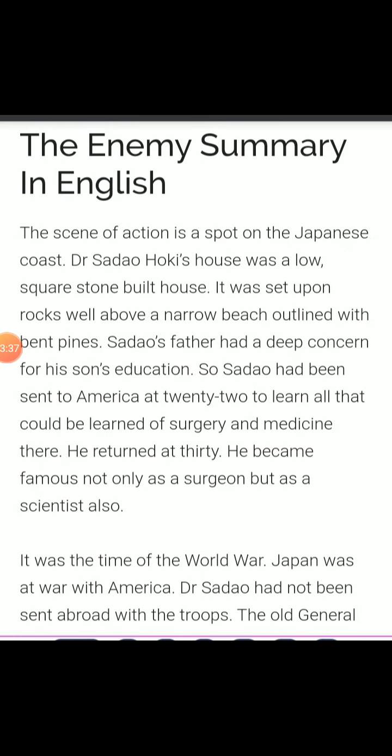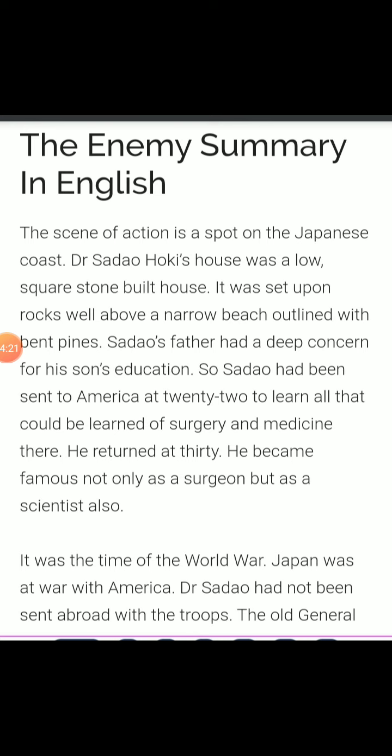Now let me brief you about the chapter. The scene of action is a spot on the Japanese coast, Dr. Sadao Hoki's house. Remember, he's the central character. Dr. Sadao Hoki's house was a low, square, stone-built house. It was set upon rocks well above a narrow beach outlined with bent pines. Sadao's father had a deep concern for his son's education. So Sadao had been sent to America at 22 to learn all that could be learned of surgery and medicine there.